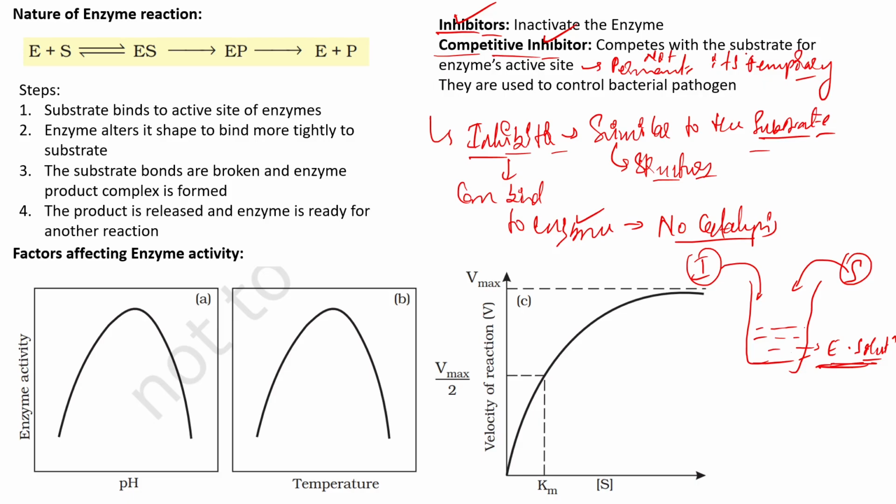Now how can we reverse this? If I increase the substrate concentration, the inhibition can be reversed. Remember this. So the competitive inhibition mechanism is mainly used to control bacterial pathogens. The application of this inhibition mechanism is mainly for controlling bacterial pathogens.